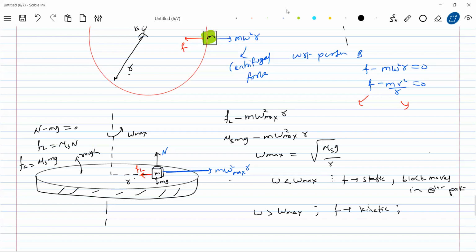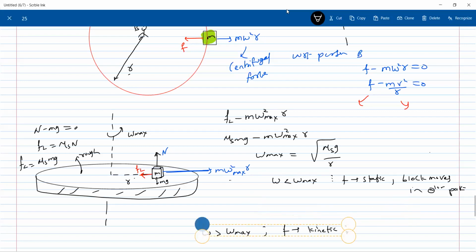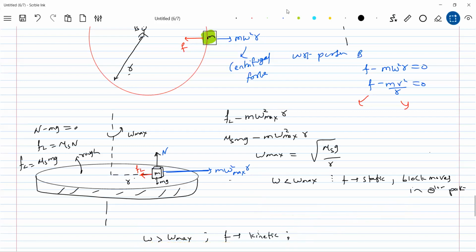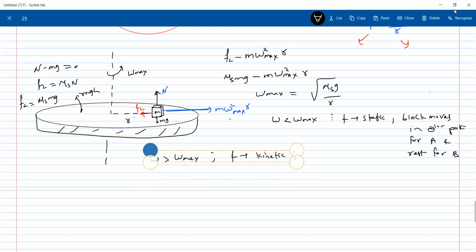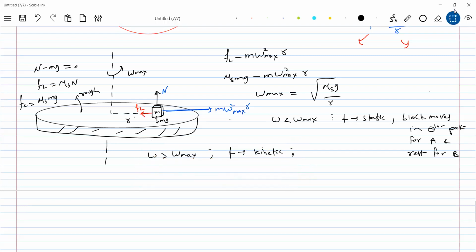I think I have to write all the conditions. Block moves in circular path for A and at rest for B. Now, omega greater than omega max. Tell me what conditions you are going to write. This will be very interesting. So why we are bringing this concept is what you can understand. Block for person B, how does it move?